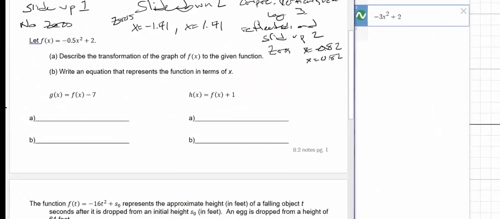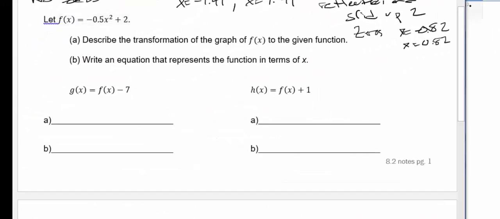Another example, here's a new function, f of x equals this crazy thing. For each of these 2 transformations, we're going to describe what's happening to this function, and then we're going to write an equation to represent what g is. So the base function is negative 0.5x squared plus 2, and we're going to build a new function by taking that one and subtracting 7.